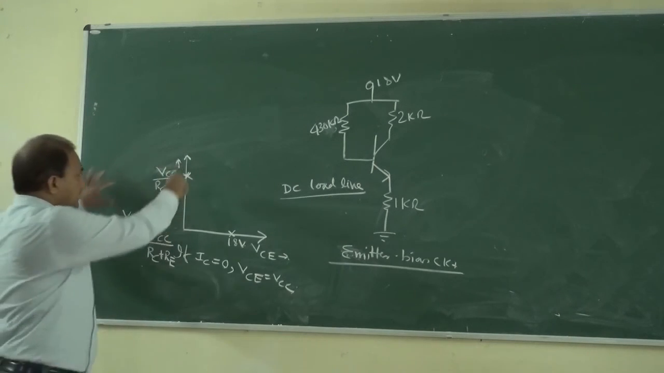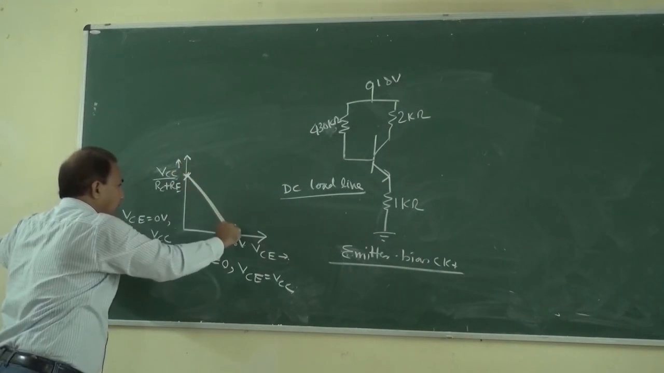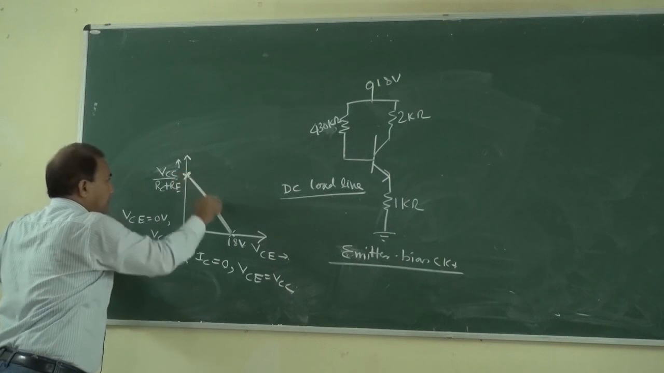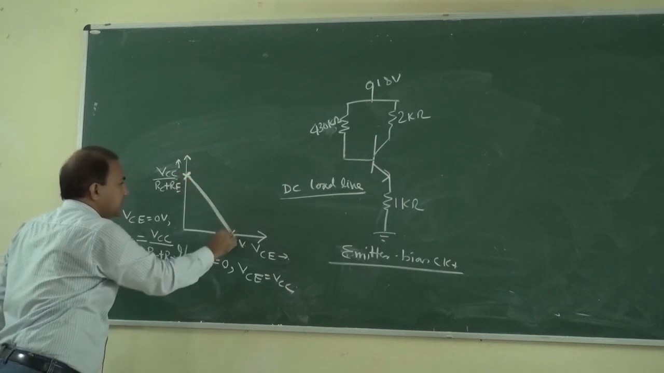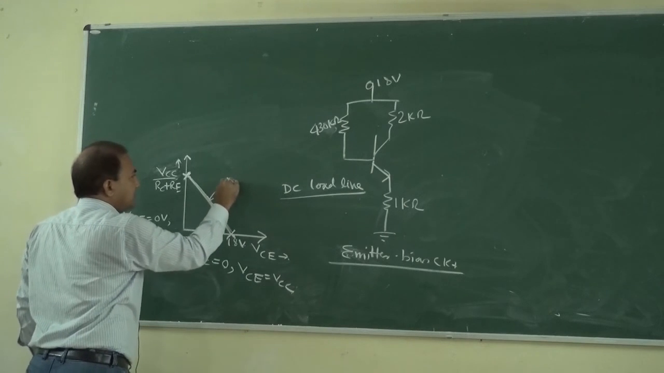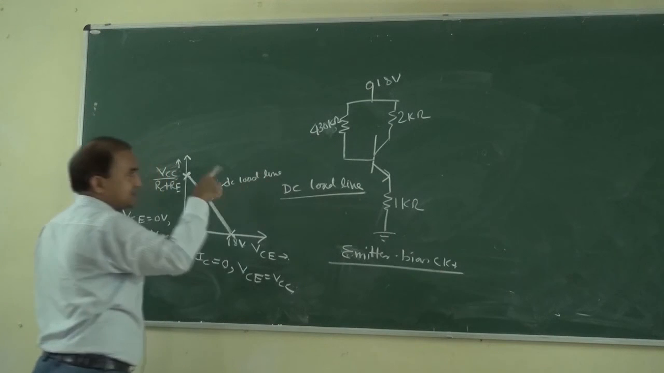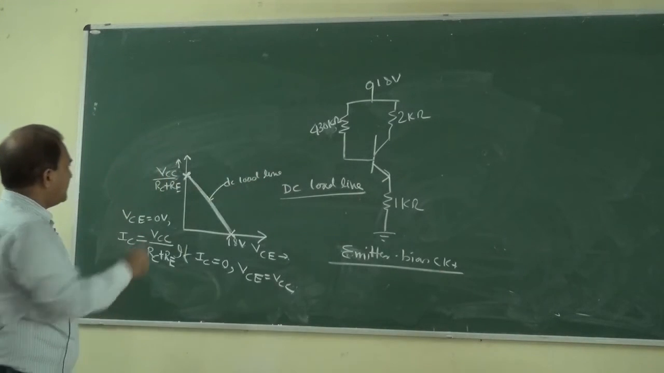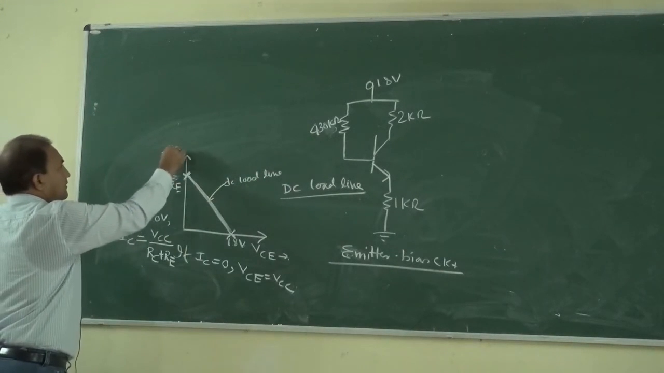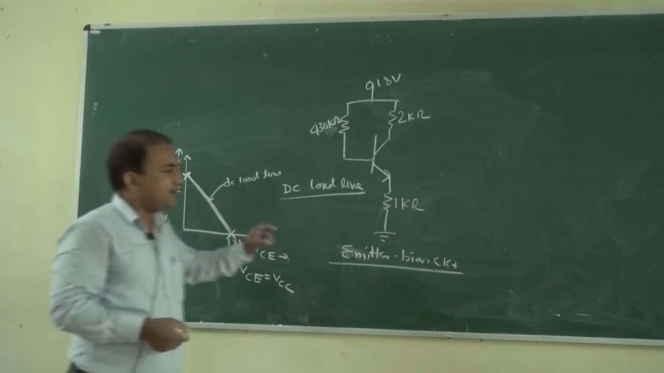Now we have to join these two points. So this is the DC load line for this circuit. In this way we can plot the DC load line for the emitter bias circuit.